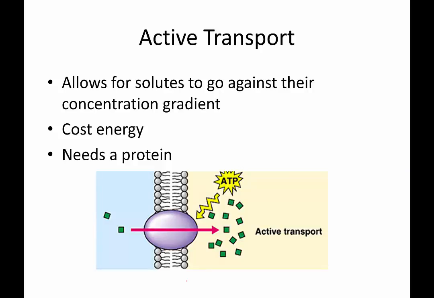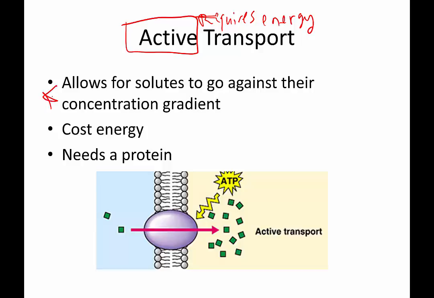And lastly, we have active transport. So active transport requires energy. The reason why it requires energy is because unlike facilitated and passive diffusion, active transport allows molecules to go against their concentration gradient. So it allows them to go from an area of low concentration to an area of high concentration, which is exactly what we see in this picture here.